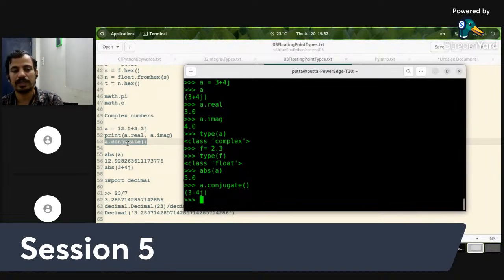Okay. So this is with regard to complex numbers. You can even write programs that have computation of complex numbers in them. That's also allowed in Python.